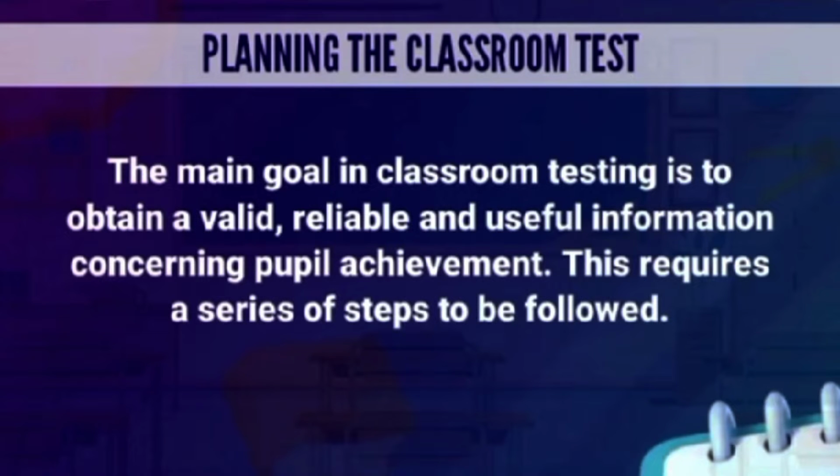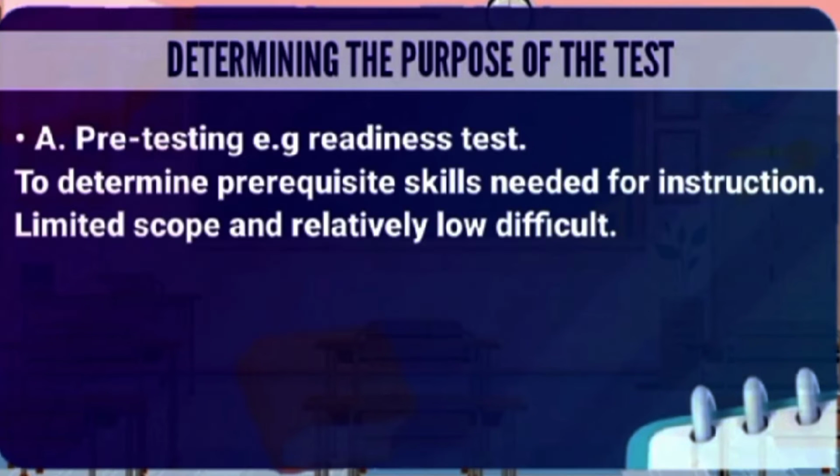Planning the classroom test. The main goal in classroom testing is to obtain valid, reliable, and useful information concerning pupil achievement. This requires a series of steps to be followed. Here is the first step, determining the purpose of the test. There are two types of tests according to their purpose, and each has two subtopics.